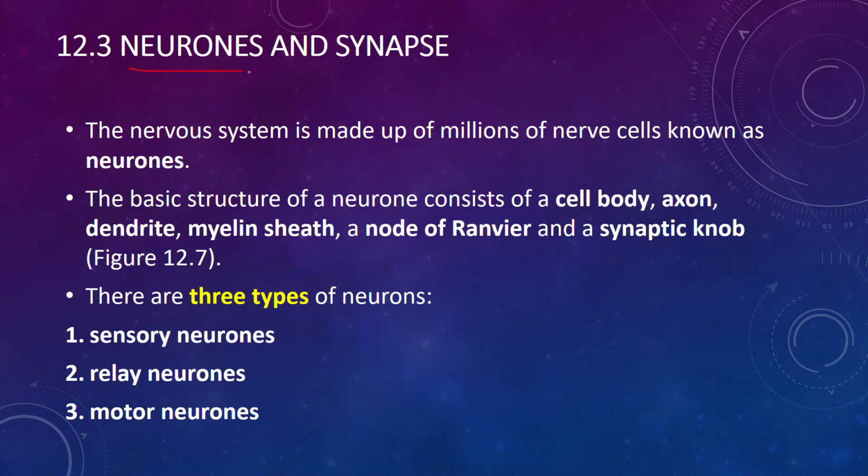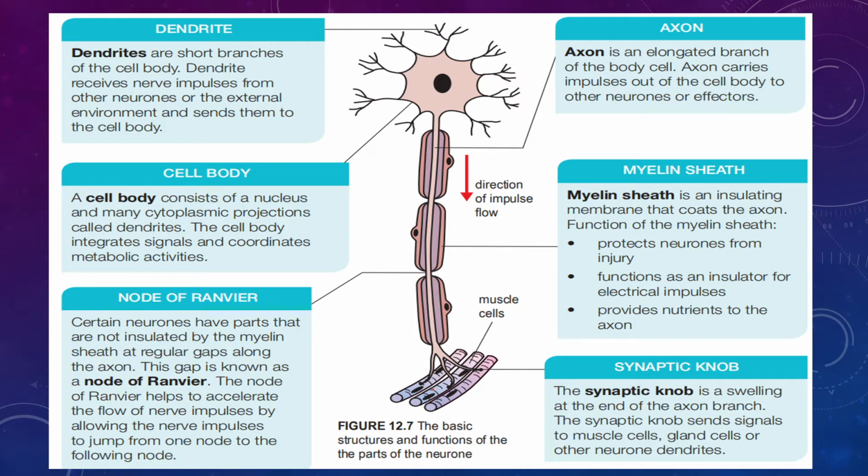Let's look at neurons and synapses. So the nervous system is made up of millions of nerve cells, also known as neurons. The basic structure of a neuron consists of the cell body, axon, dendrite, myelin sheath, node of Ranvier, and synaptic knob. So the basic structure here has got 6 parts, which we are going to look into in the next slide, figure 12.7. There are 3 types of neurons, namely the sensory neurons, relay neurons, and also motor neurons. Okay, so these are the basic structures and also functions of parts of a neuron.